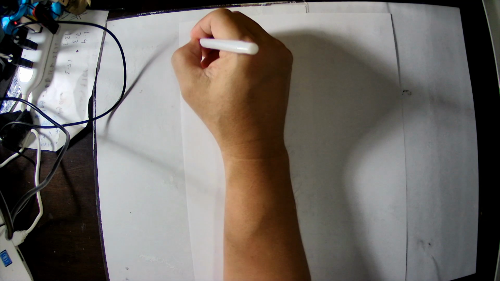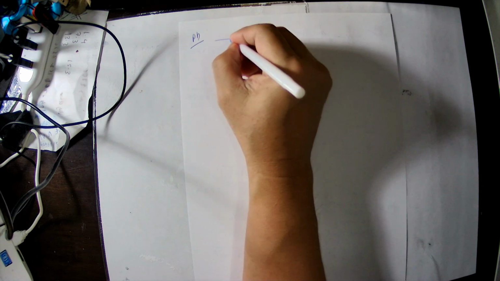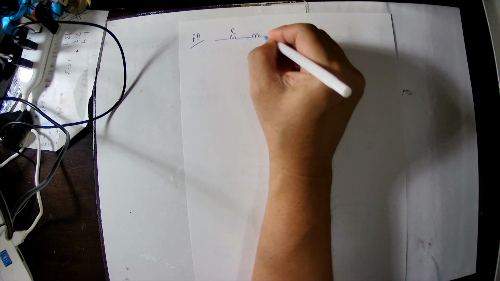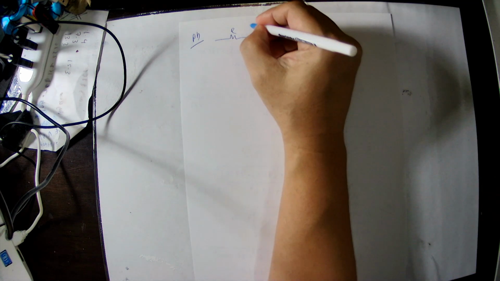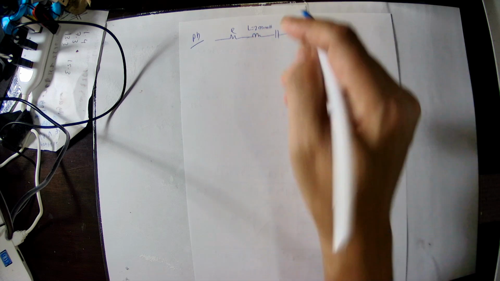Okay, the next one: a 200 millihenry inductor is connected in series with a 100 microfarad capacitor and an unknown resistor. The total current is 5 ampere when connected to a 240 volt and 50 hertz supply. Then we have to find the resistor value. So here the resistor is unknown, and here the inductor and the capacitor. Inductor value is 200 millihenry. Capacitor value is 100 microfarad.